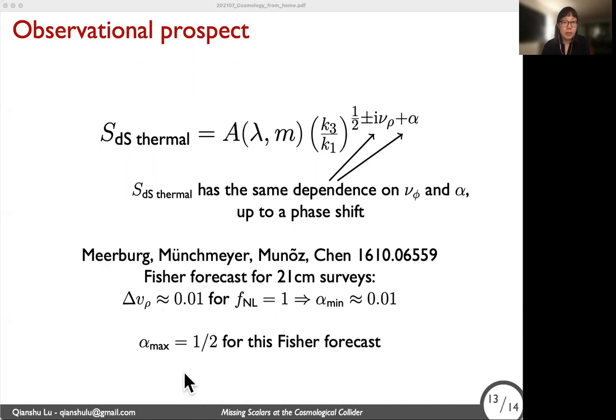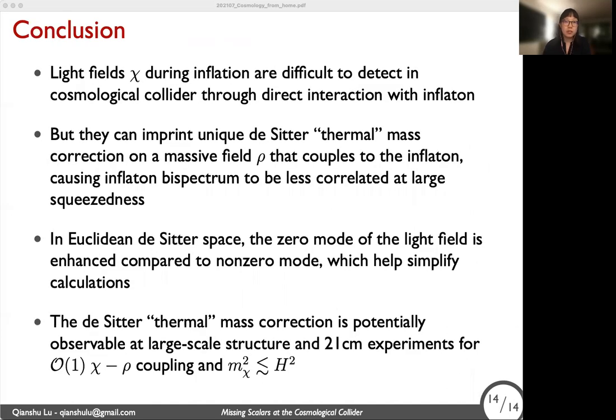Now, the upper bound on alpha equal to half is from the fact that when alpha is bigger than half, our signal is going to be decaying faster than the so-called equilateral shape. Now, there's in principle no problem with that, but it's just that the paper we have borrowed the Fisher forecast results from didn't take into account the equilateral shape background. Therefore, for simplicity, we simply cut off the alpha value at half.